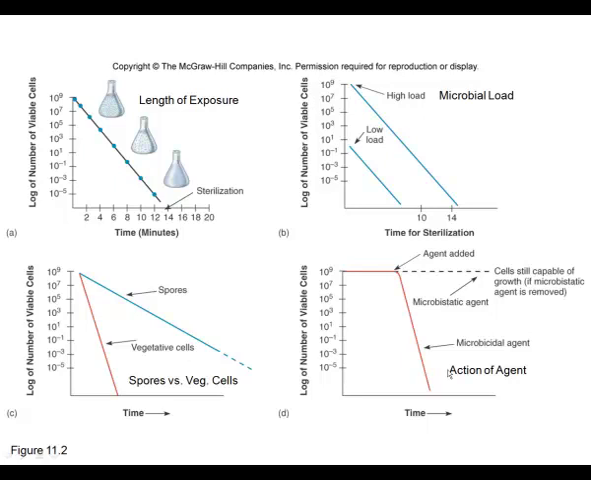And then the action of an agent. Do I have something that is a static control, which by definition the cells would be capable of growth until that agent is removed? Or am I using some cidal control agent that is going to cause that logarithmic decline in my bacterial population?